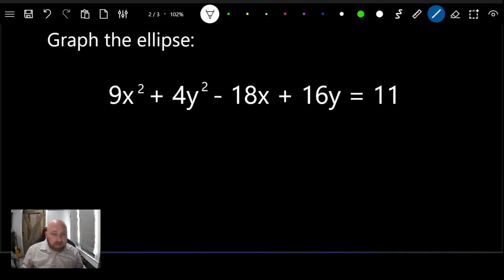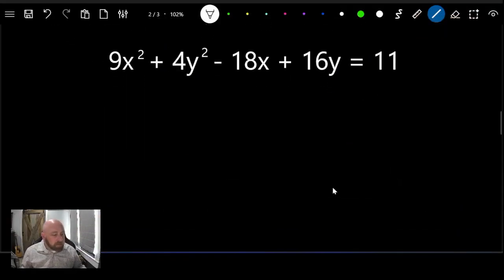All right, let's look over here and let's do 9x squared plus 4y squared minus 18x plus 16y equals 11. All right, so lots of stuff going on. I think what I would do first is I would probably complete the square. I think that's probably going to be the best thing.